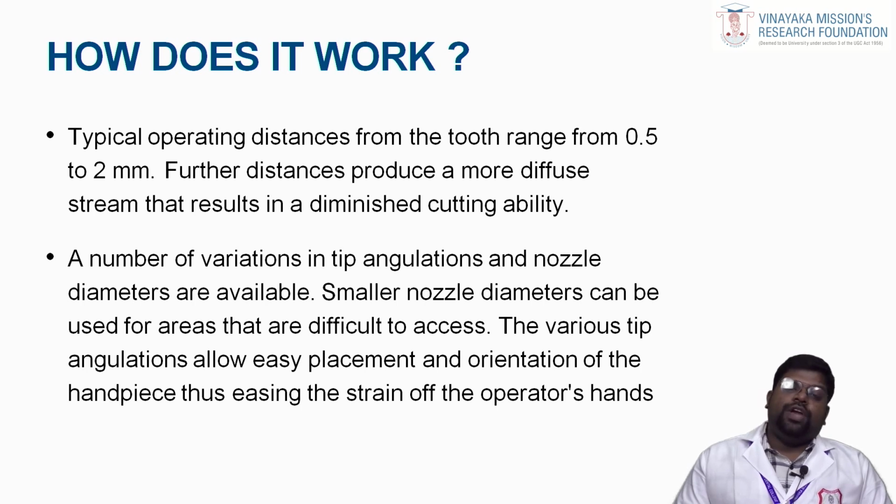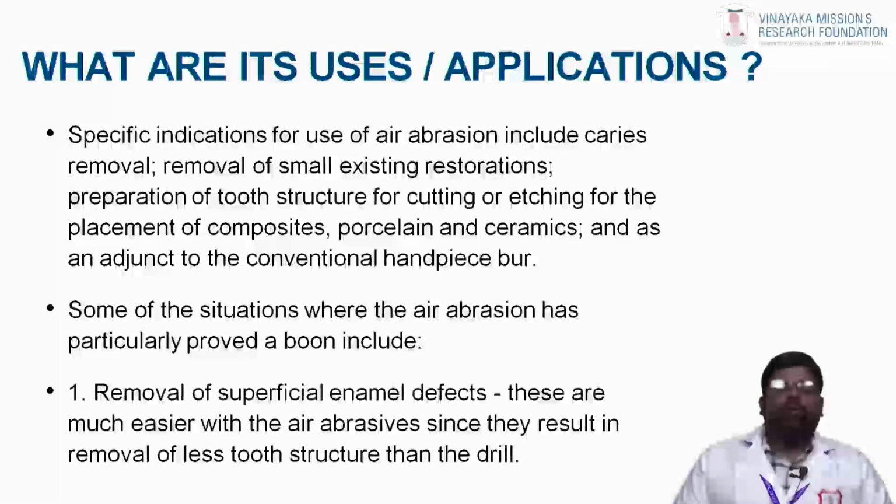A number of variations in tip angulations and nozzle diameters are available. Small nozzle diameters can be used for areas that are difficult to access. The various tip angulations allow easy placement and orientation of the handpiece, thus easing the strain on the operator. What are its uses, or what are the applications of air abrasion?